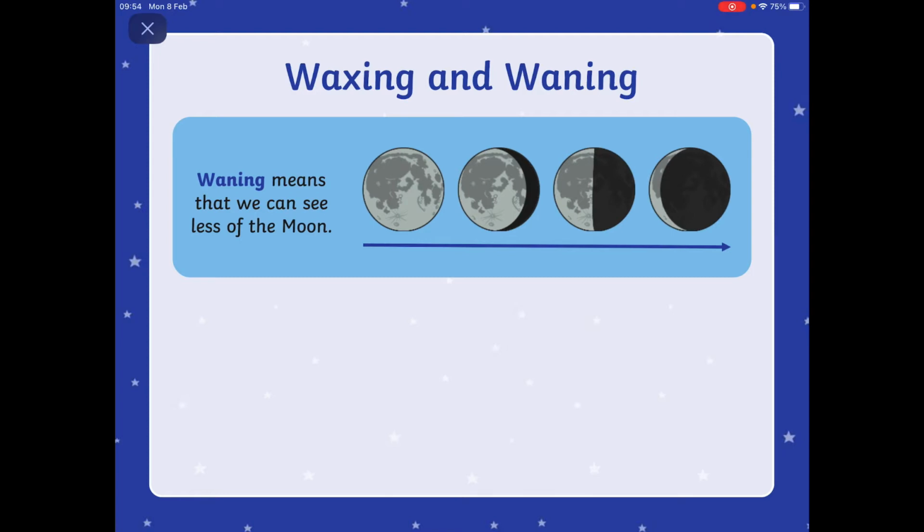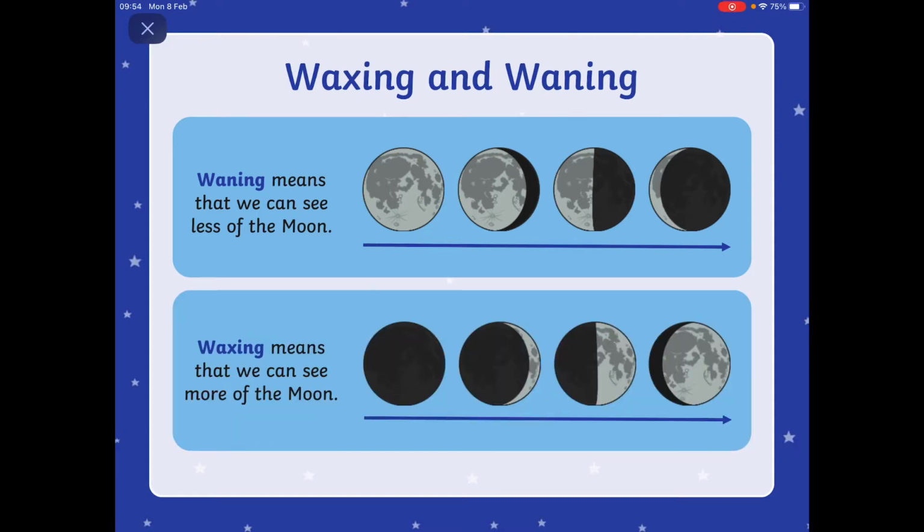Here's two terms that you may have heard of. So we've got waxing and waning. Now, waning means that we can see less of the moon. So you might be able to guess that waxing means that we can see more of the moon. So gradually we're seeing more of the moon when it's waxing.